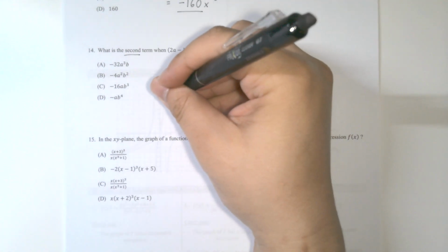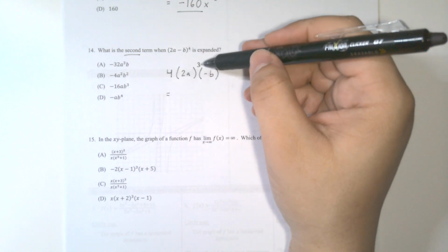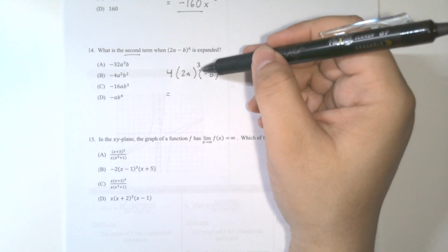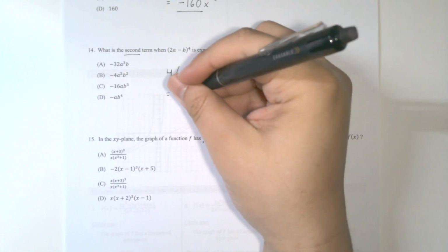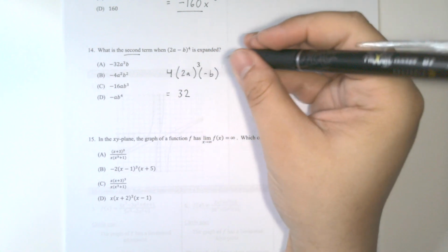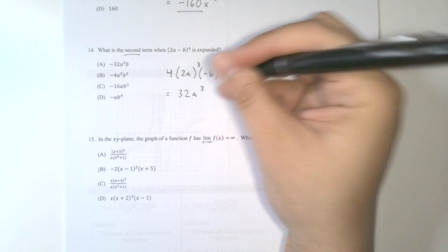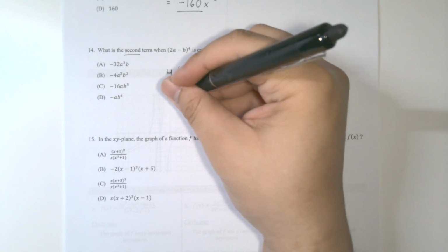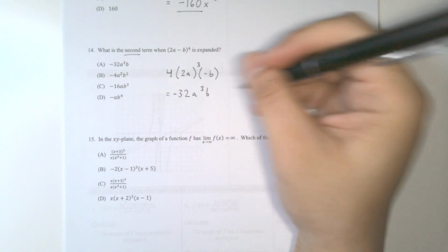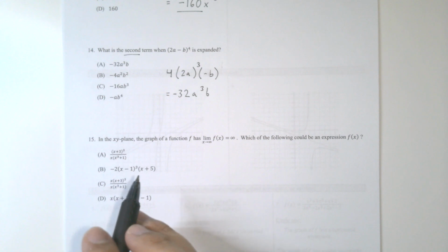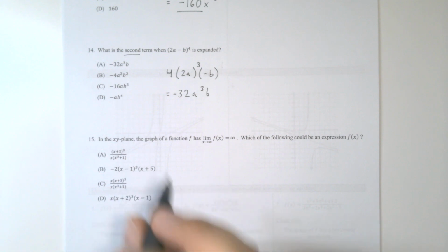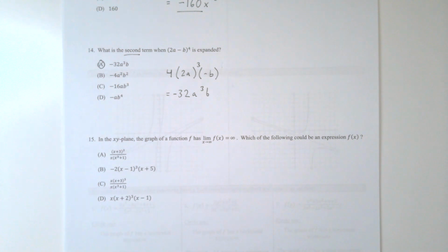So let's figure this out. We have 2 cubed, which is 8, and then times 4, it's going to be 32. Then we have an a cubed, which is just going to be a cubed. And then we have negative b. Stick a negative in front, put our b. And so that gives us also a. And I don't know if you can hear my cat. Hi, kitty. Yes. So that's number 14.